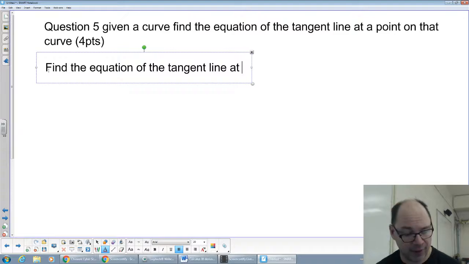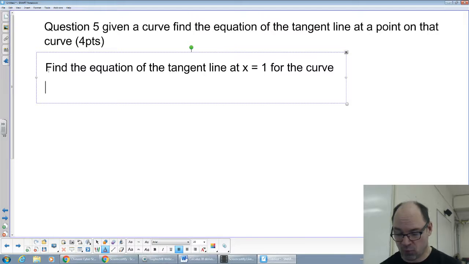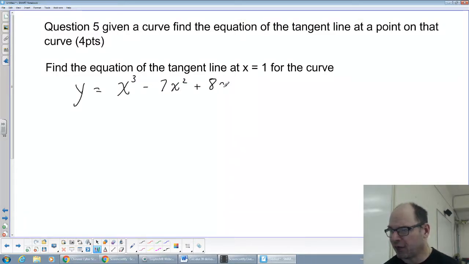At x equals 1, for the curve y equals, let's make it a cubic equation, x cubed minus 7x squared plus 8x minus 5. I have no idea what this is going to turn out to be, but whatever.